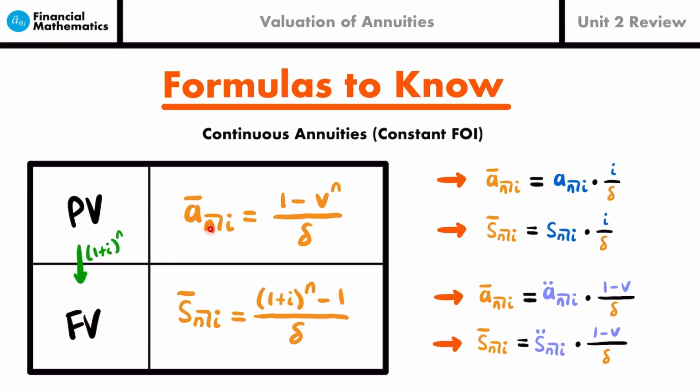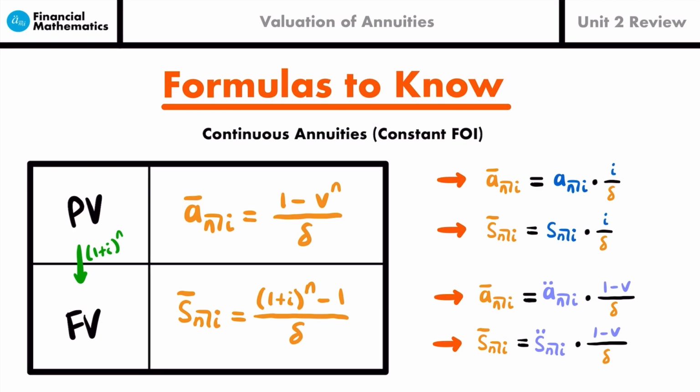So we have a bar angle n at rate i, and that's equal to 1 minus v to the power of n divided by the constant force of interest. And I really want to stress that that force of interest would need to be constant, meaning that it's not dependent on time or it's not defined in terms of a variable t, right?